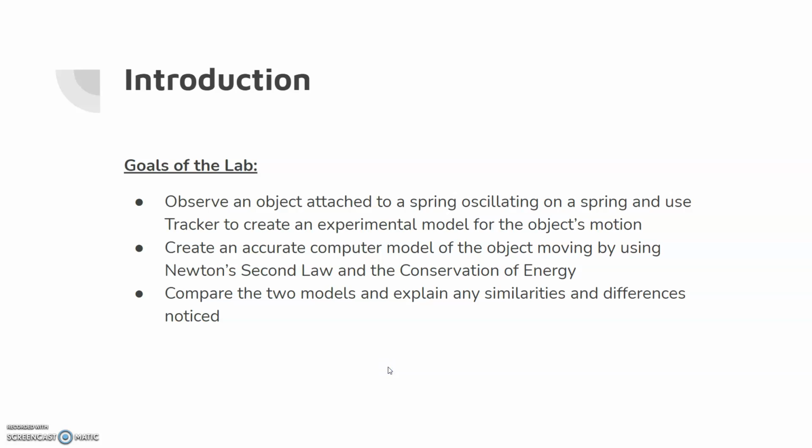So the goals of this lab were to observe an object attached to a spring oscillating and use Tracker to create an experimental model for this object's motion. Next, we were supposed to create an accurate computer model of the object moving by using Newton's second law and the conservation of energy principle. Finally, we were supposed to compare the two models and explain any similarities and differences that we noticed.